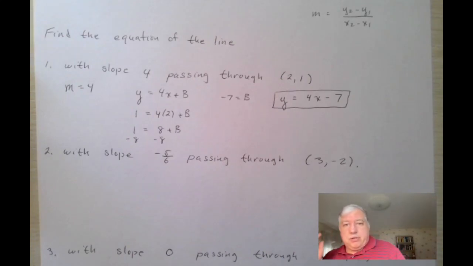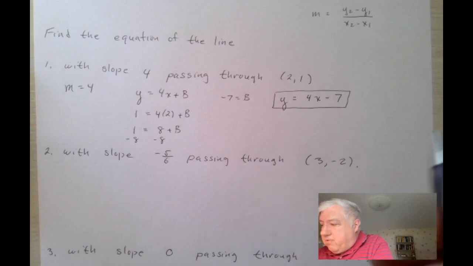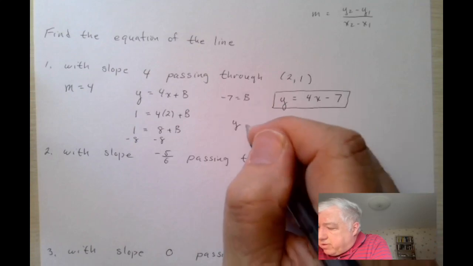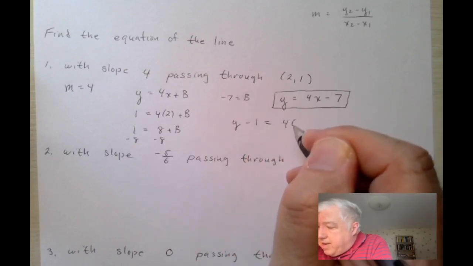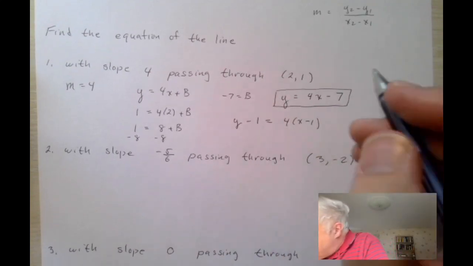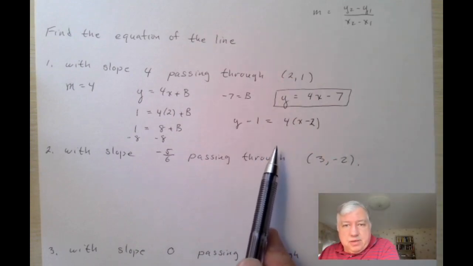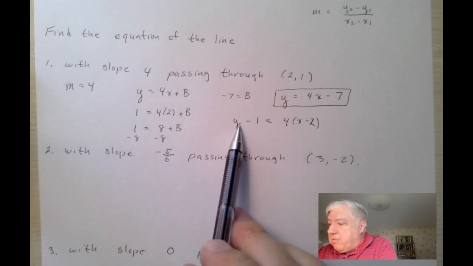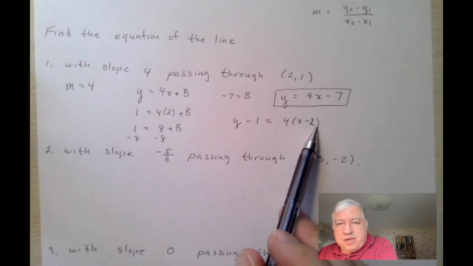Another way we could do this is we can write the equation of the line in a slightly different form. We can write this as y minus the y-coordinate, and set it equal to our slope times x minus the x-coordinate. The x-coordinate is 2 in this case, right? So you always have a minus here: y minus the y-coordinate equals our slope times x minus the x-coordinate.